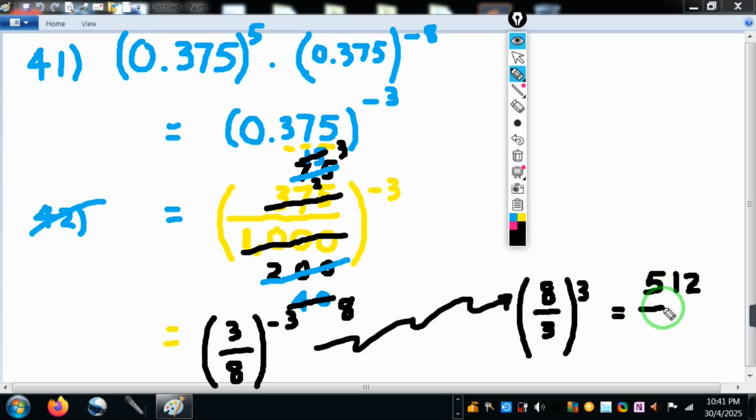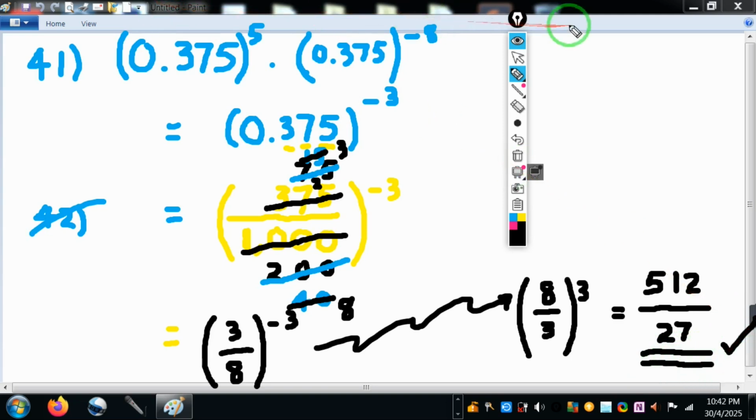Okay, that's 100%. 3 to the power of 3 is not 9. 3 times 3 is 9. 9 times 3 is 27. And please, no need to make it a mixed number. Just keep it like that. And please don't underline once, it looks funny. Underline twice. Okay, and this is the answer.